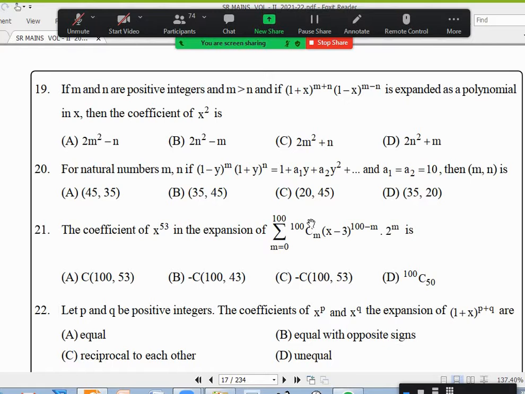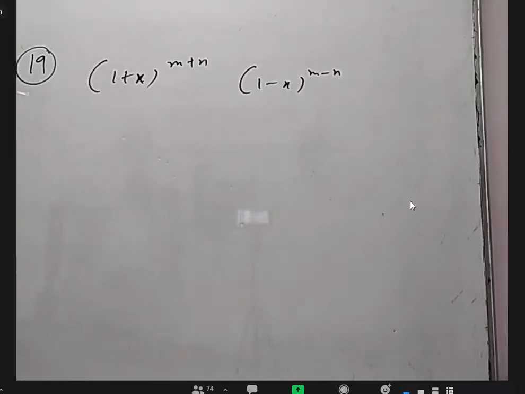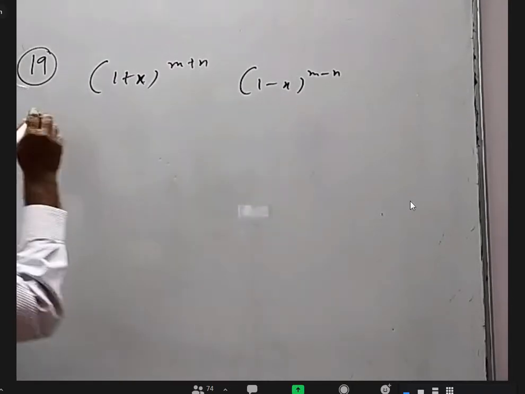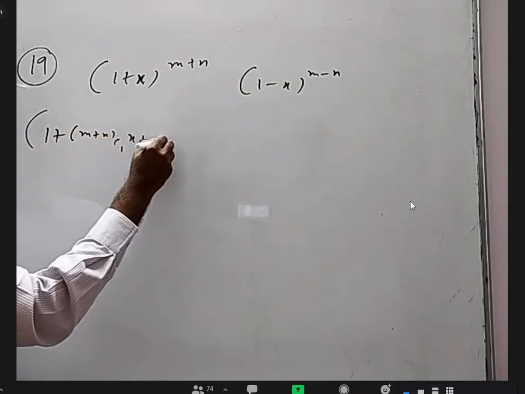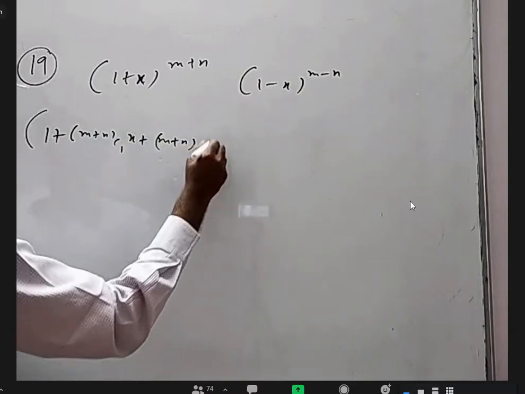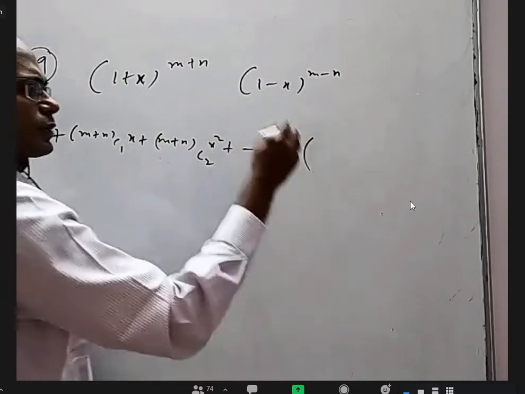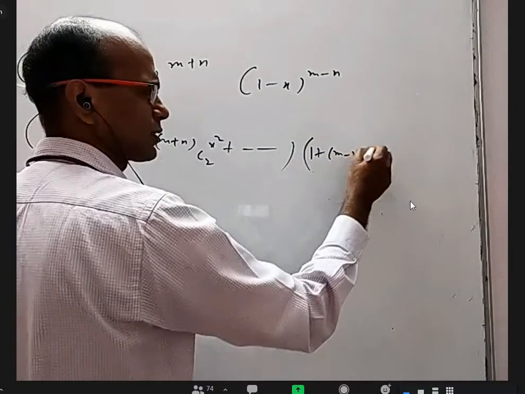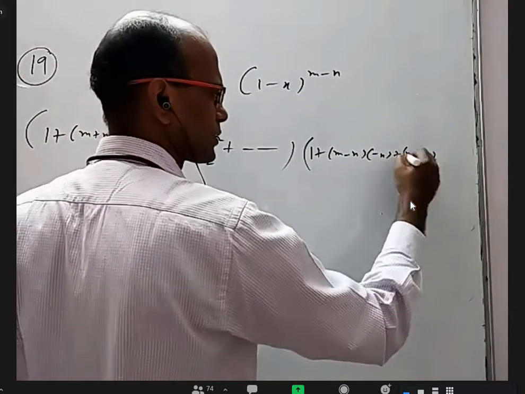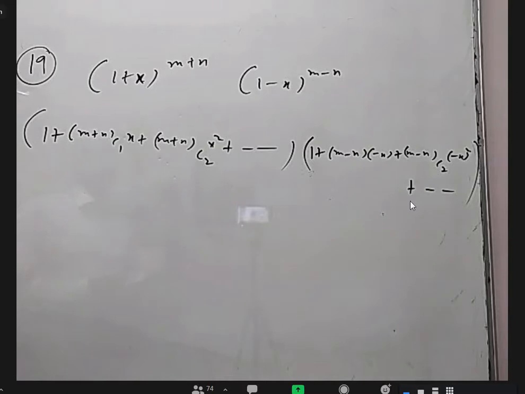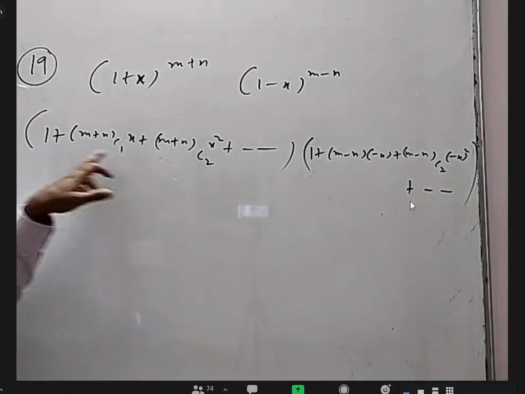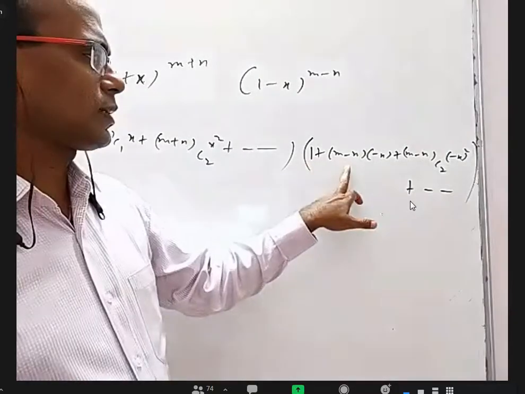Okay, they gave these two things and they want us to find the x square coefficient. Let us expand this and this. 1 plus m plus n c1 into x plus m plus n c2 into x square. So this one expansion is 1 plus m minus n c1 into minus x, m minus n c2 into minus x whole square. So this is m plus n c0, m plus n c1, m plus n c2. This is m minus n c0, m minus n c1, m minus n c2.